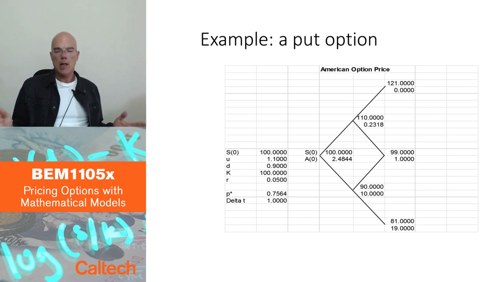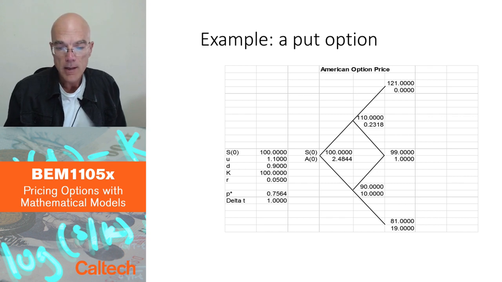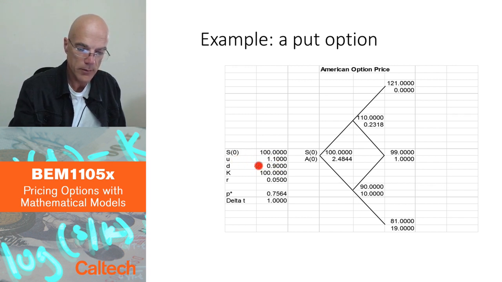Similar example, except I'm going to take a put option, because we know that with call options, if there are no dividends, the American and European prices are the same, so that would not be very interesting. There would never be early exercise. So let's do a put option. Same data as before. $100 starting stock price, today's stock price, 1.1 for u, 0.9 for d, strike price 100, 0.05. We computed p star or q, 0.7564, delta t is 1.